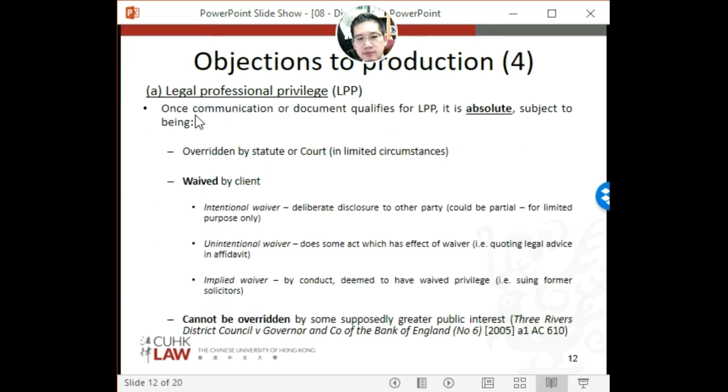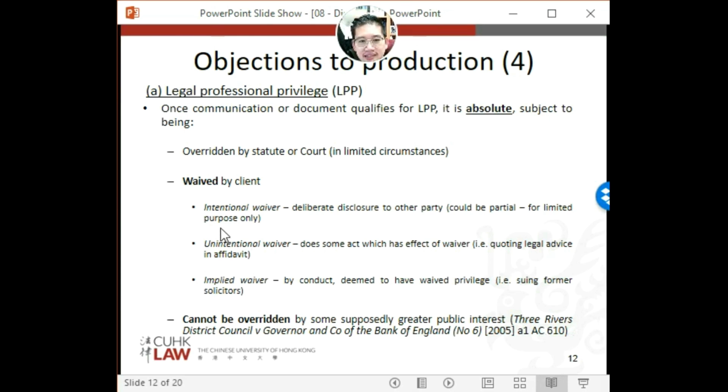Some more principles about privilege. Once privileged, it is absolute. Absolute meaning it is not subject to balancing against other interests. Once privileged, then there's no need to disclose it, no need to show to anyone, subject to it being overridden by statute or court. This is very limited. Sometimes the client may choose to waive privilege. So also know that privilege is owned by the client, not the lawyer. So only the client has the right to waive privilege.